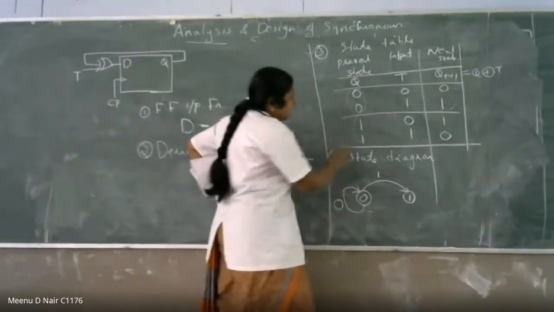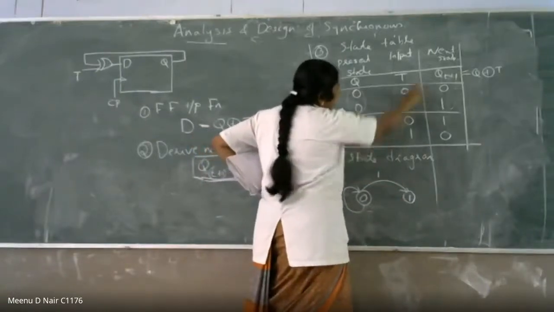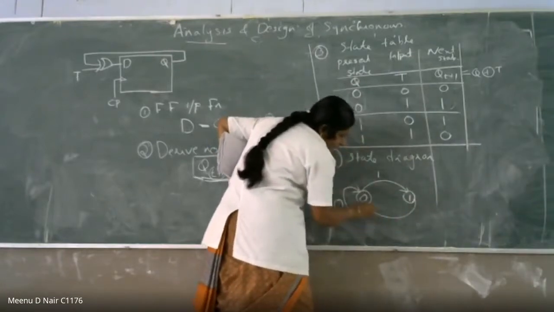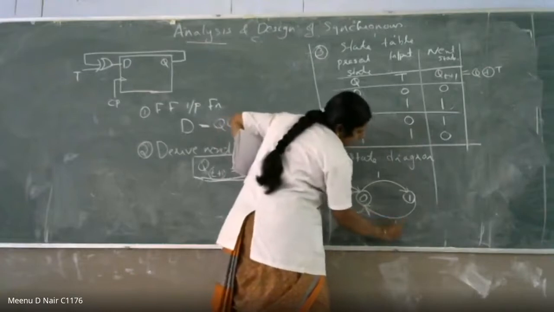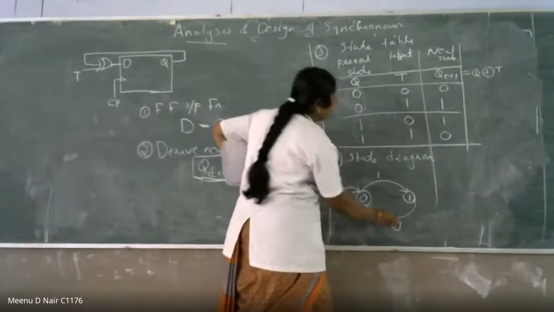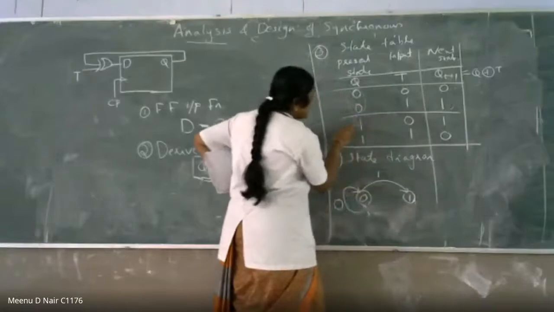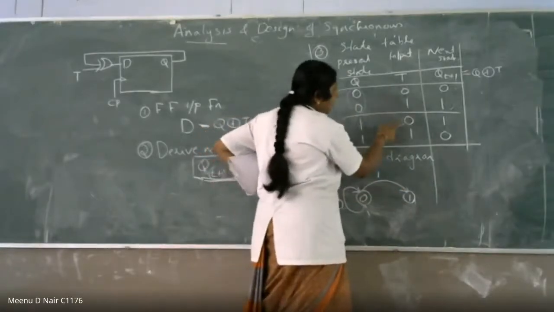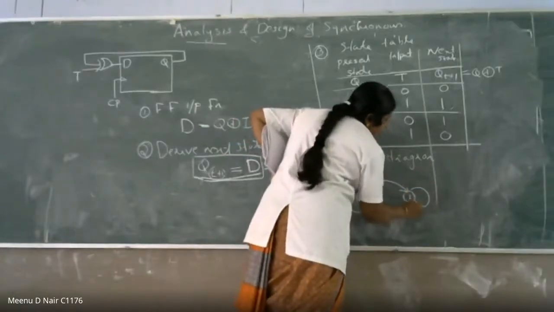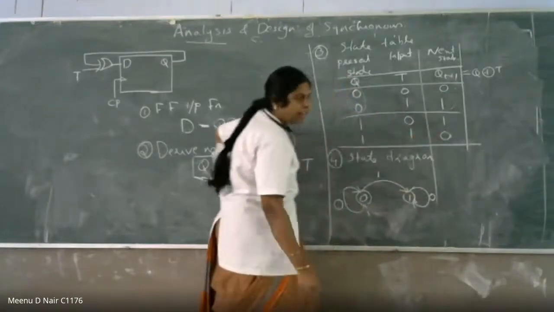Then what is the third case? Now your state is 1. When you are giving input as 0, it is going to the next state 1. Sorry, this is wrong. Excuse me. So present state is 1. When you are giving input as 0, the next state is 1 itself. Okay. So you can go like this. Present state is 1. When you are giving input 0, it will be again in 1 only. Right.